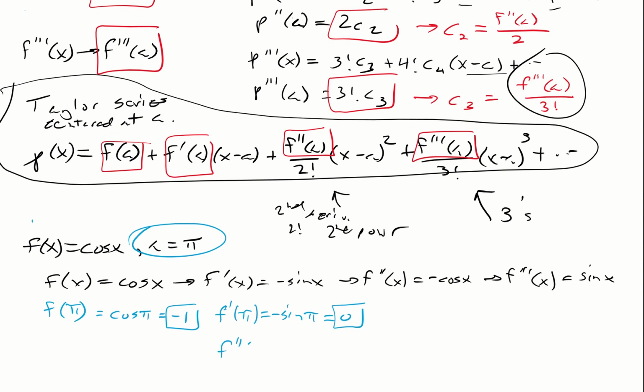f double prime of pi is negative cosine of pi, a double negative, is 1. And then finally, f triple prime of pi is, again, sine of pi, which is equal to 0. Now, I'm not saying you stop there. You can keep going and going and going. But let's see if we can figure out a pattern to this.